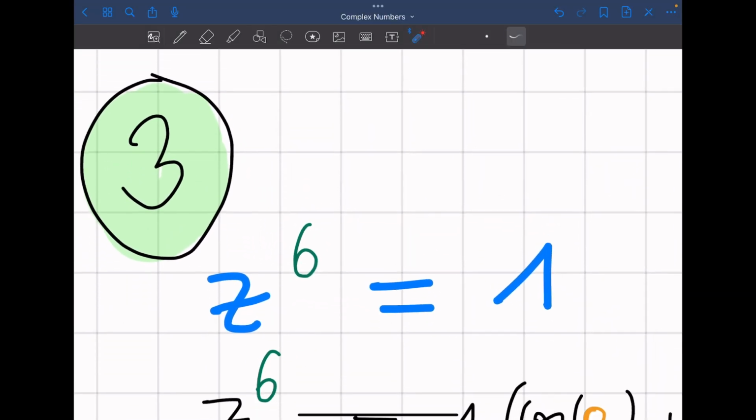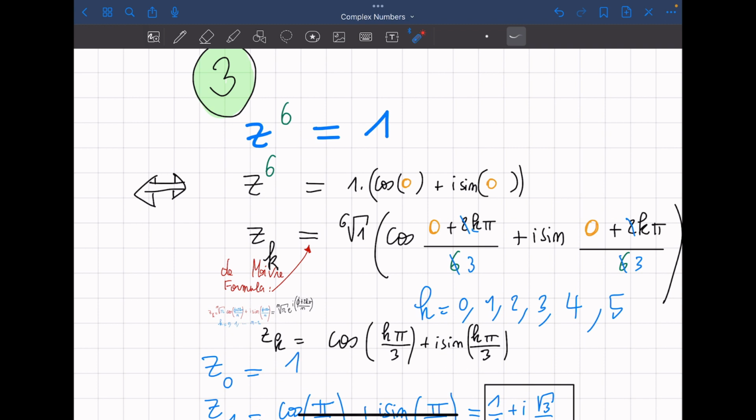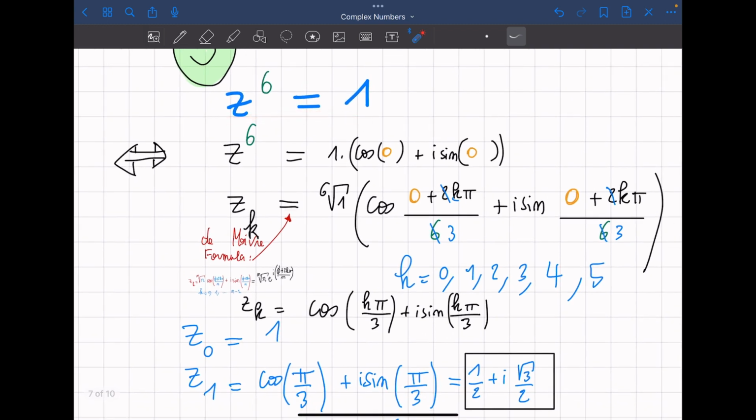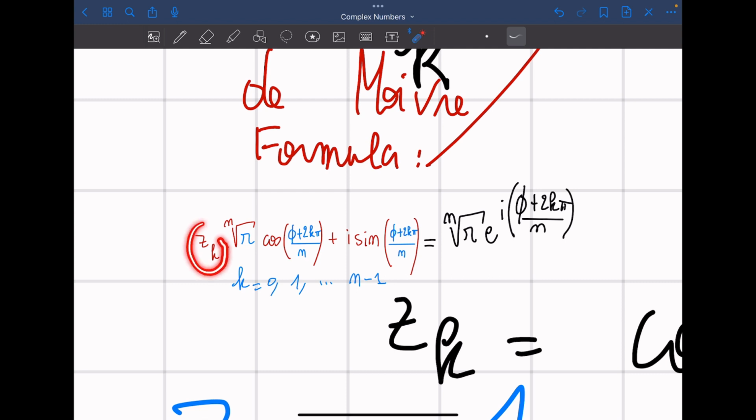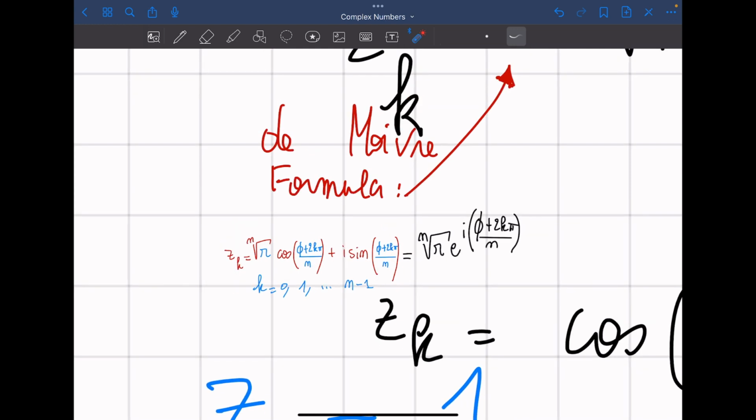The third one, this is the trickiest one, because you have to remember the de Moivre formula. So let's start. You do that. Okay, the same thing as cos of 0 plus i sinus of 0, because cosinus of 0 is equal to 1 and sinus of 0 is equal to 0. Then you use the de Moivre formula, which says that the kth root of z is this. Two things to remember about this. Z to the power 1 over 6, n is equal to 6. So you will have 6 roots. We usually call them from 0 to n minus 1.